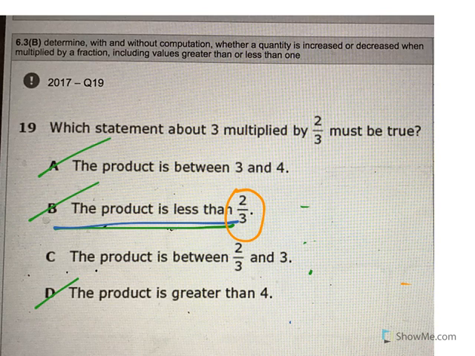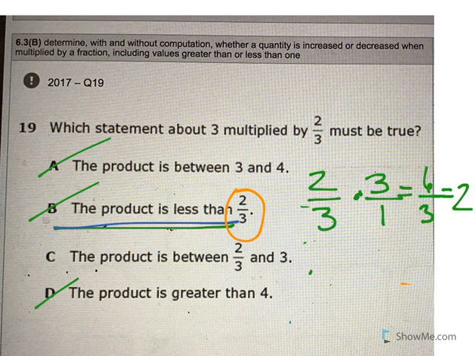Because it's never hurtful or bad to check your answer. So let's just check 2/3 times 3. I'm going to make it a fraction by putting 1 underneath it. Now there's two ways I could solve this problem. 2 times 3 is 6. 3 times 1 is 3. And simplify, I'm going to get 2.